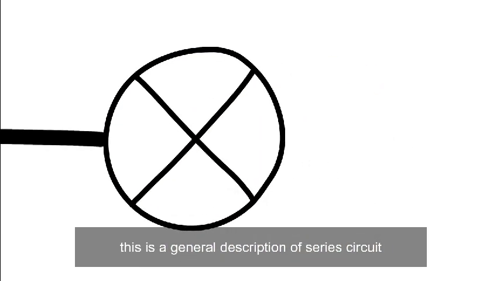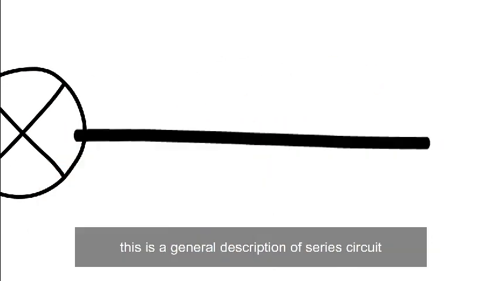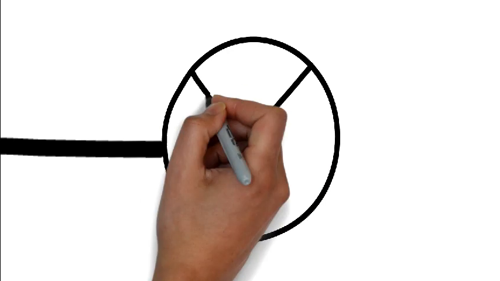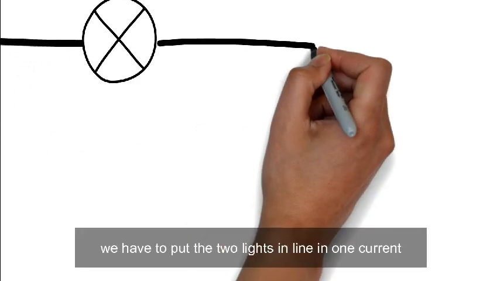The simple experiment: series circuit. This is a general description of series circuit. We have to put the 2 lamps in line in one current.